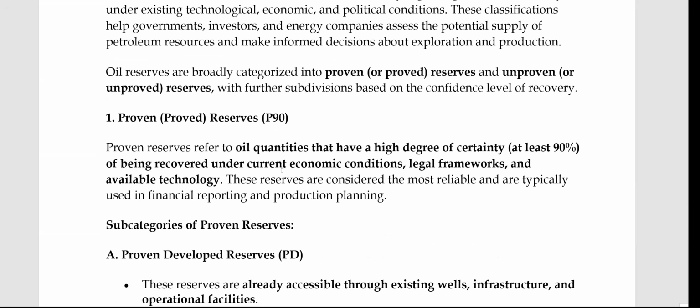So we have what we call proven reserves. And proven reserves refer to oil quantities that have a high degree of certainty. Are you following? Proven reserves have a high degree of what? Certainty of being recovered, being brought to the top, under current economic conditions, legal frameworks, and available technology. So they are the most reliable and are typically used in financial reporting, planning and budgeting, because you know that these ones have at least 90% chance of coming to the top. Does it make sense?